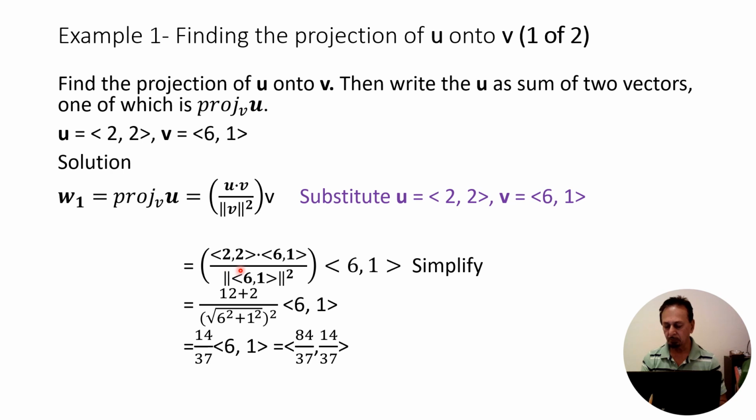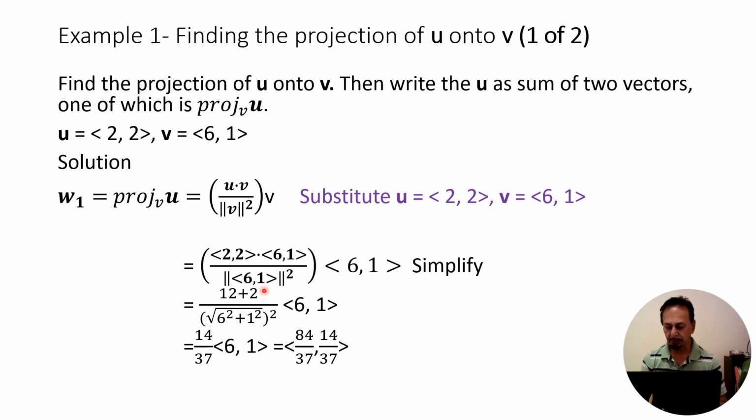angle bracket 2 comma 2 angle bracket dot angle bracket 6 comma 1 angle bracket, divided by the square of the magnitude of angle bracket 6 comma 1 angle bracket, times angle bracket 6 comma 1 angle bracket. Now we simplify. Here we do the dot product. So 2 times 6 is 12, and 2 times 1 is 2. And on the bottom, you square the 6, square the 1, take the square root, and then square it. Multiply the vector angle bracket 6 comma 1 angle bracket.